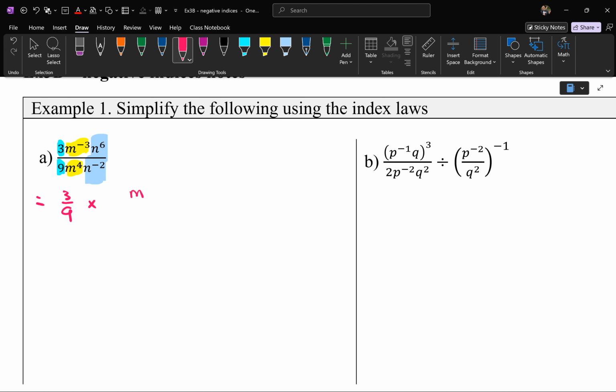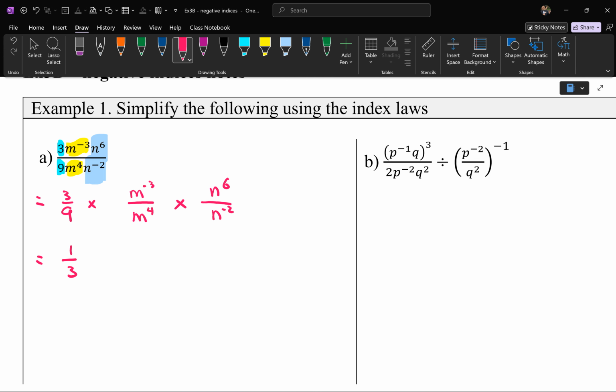So what I get is m to the power of negative 3 divided by m to the power of 4, times n to the power of 6 divided by n to the power of negative 2. Let's simplify. 3 over 9 is simplified to what? Can I please have Mirror?